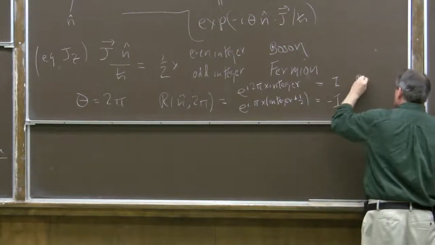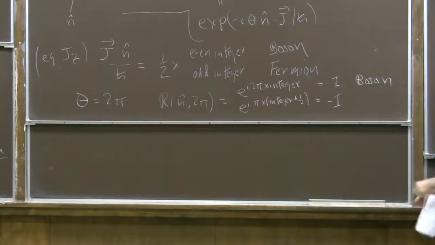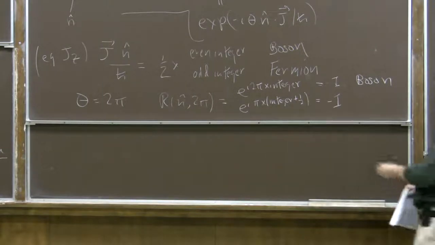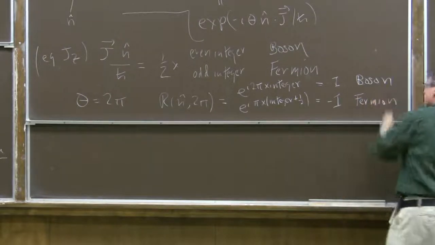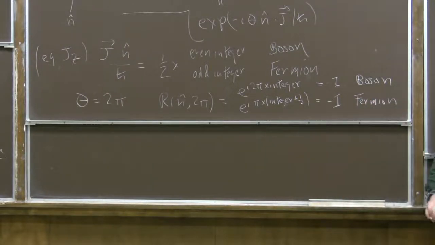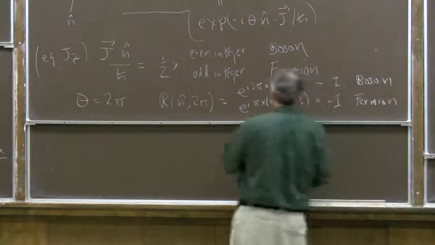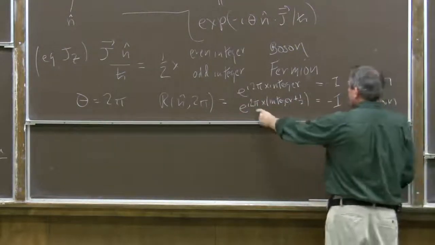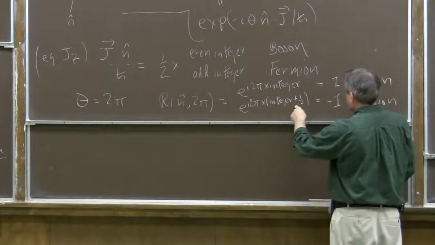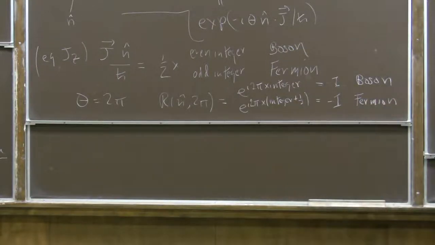In the case of a boson, in other words, the effect of rotating by 2 pi is nothing. It's just the identity operator. In the case of a fermion, the state vector changes sign. Question? Say again? Oh, okay. Thanks. Right, so it's e to the i 2 pi times integer plus 1/2, or in other words, e to the i pi, which is minus 1. Thank you.